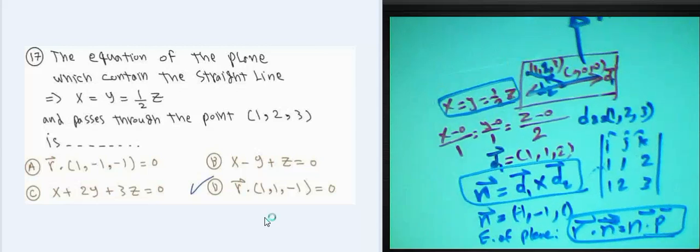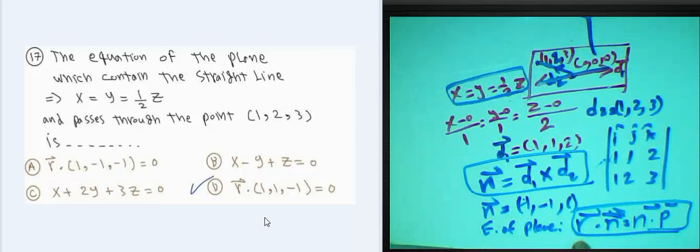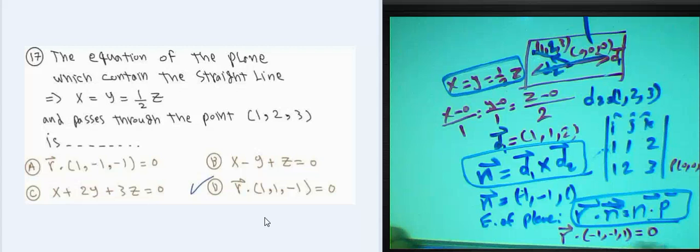Okay, r dot n equals n dot p, where r is x, y, z. Here n is (-1, -1, 1), and p is the point (0, 0, 0). Okay, it's point p. Cross n, it will be 0. Then the result will be r dot (-1, -1, 1) equals 0. You can divide by -1 to write it in the simplest form. It will be vector r dot (1, 1, -1) equals 0. It's the equation here. It will be letter D for this example.